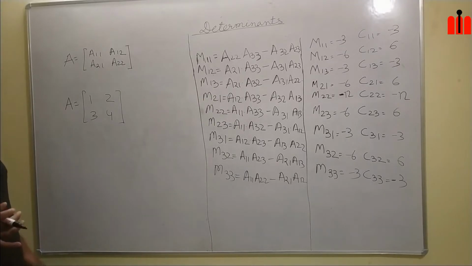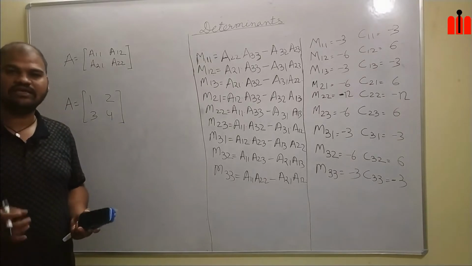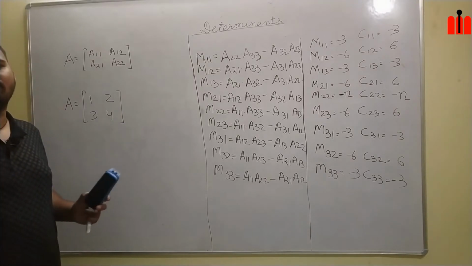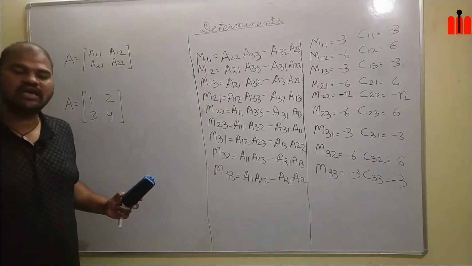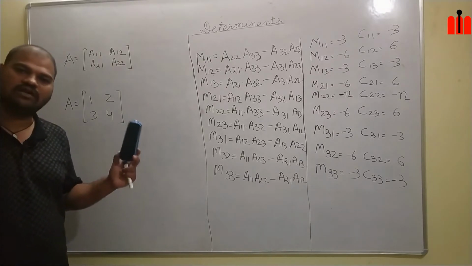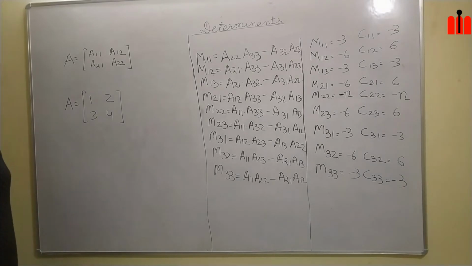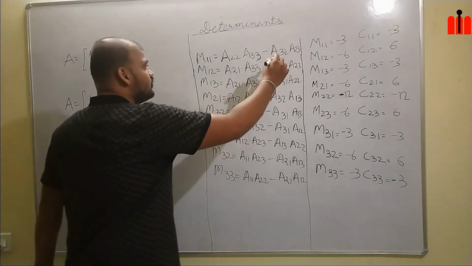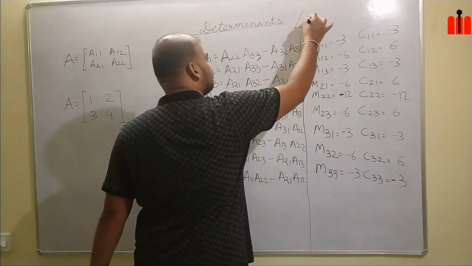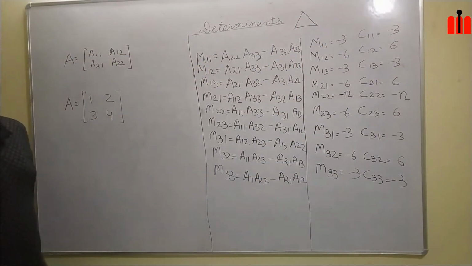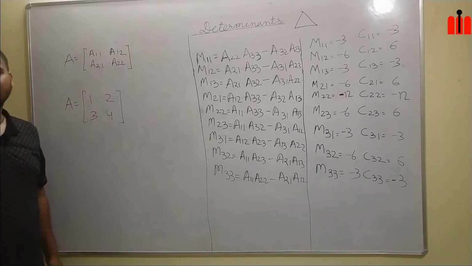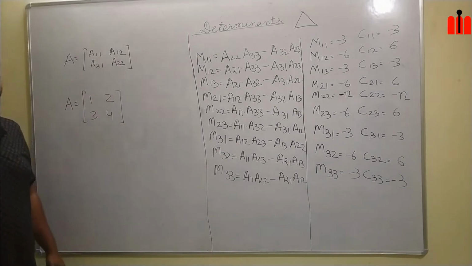So what is a determinant? A determinant is a number which is derived from a matrix. It is a scalar number. It will be one number derived from a matrix, and that determinant will be represented by delta. This is the sign to show the determinant.